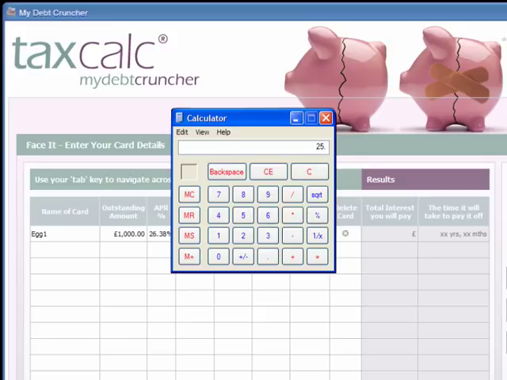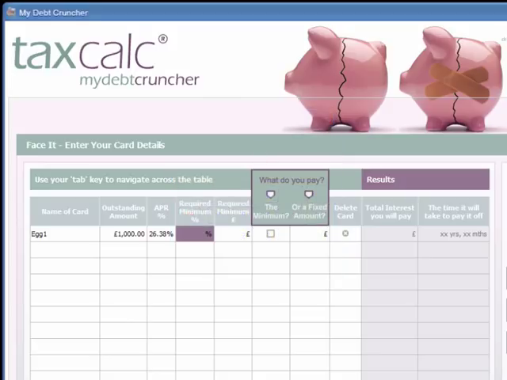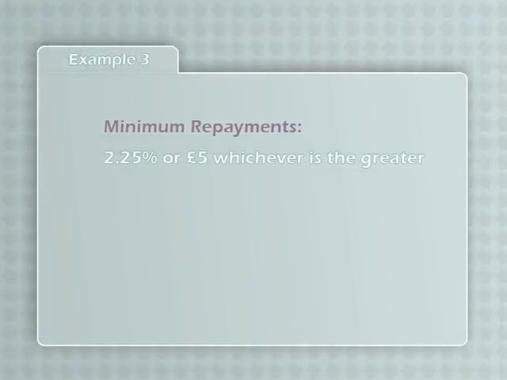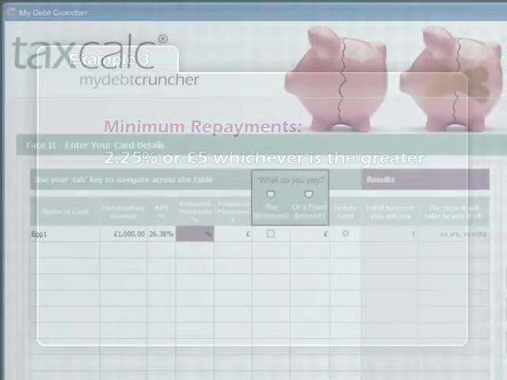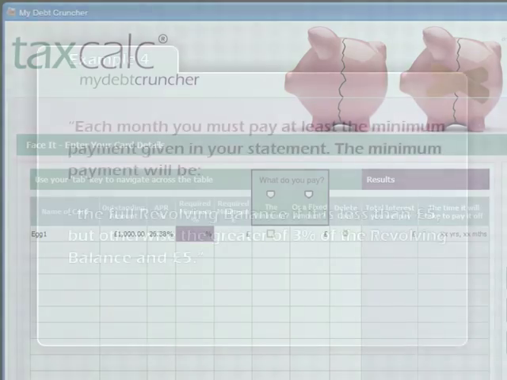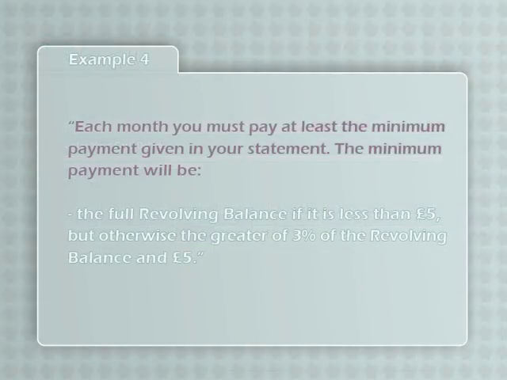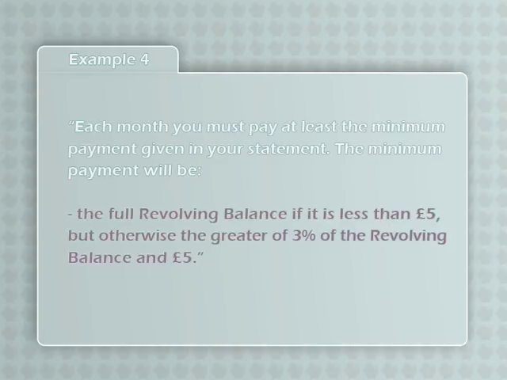Now this figure shouldn't be confused with the annual percentage rate, or the APR as it's commonly known. The minimum percentage rate is usually between 2 and 10%, and you should be able to find it on your card statement. To make life really complicated, some card issuers are extremely vague, so if you can't find anything about minimum rates, contact your card issuer and get the information from them.